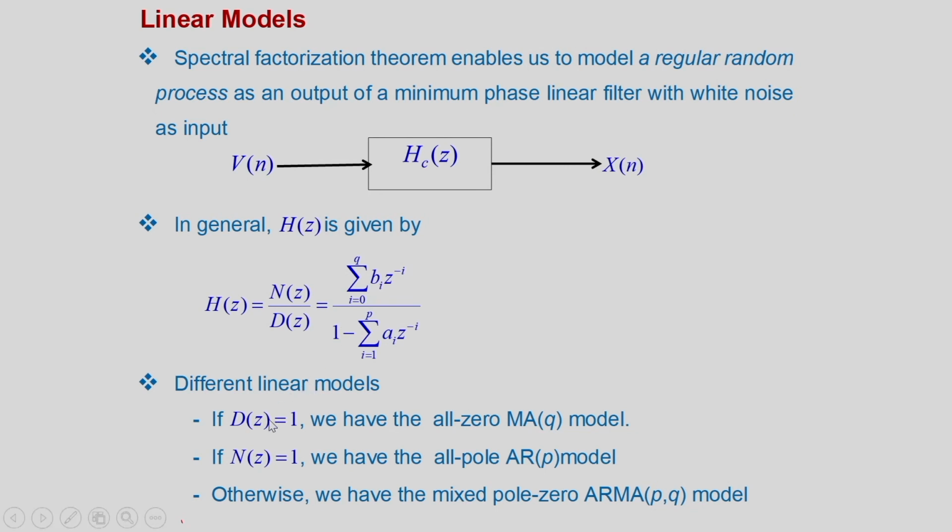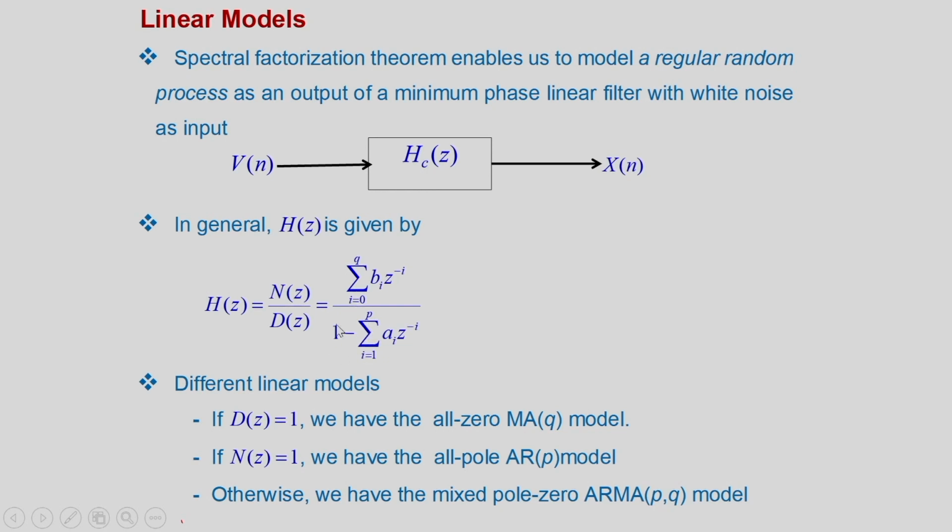For example, if D(z) is equal to 1, then H(z) will be simply the numerator part. In that case, we have an all-zero moving average model. Because there are q terms, with i going from 0 to q, this is a moving average model of order q, the MA(q) model. When D(z) is equal to 1, that means only the numerator term is there.